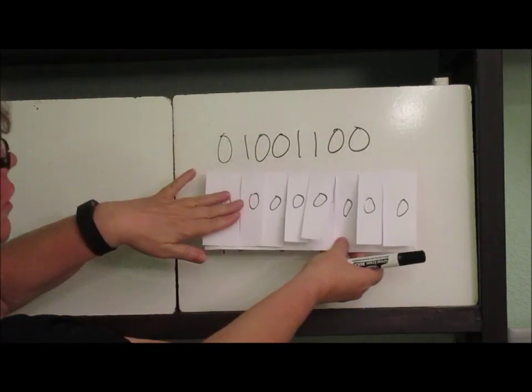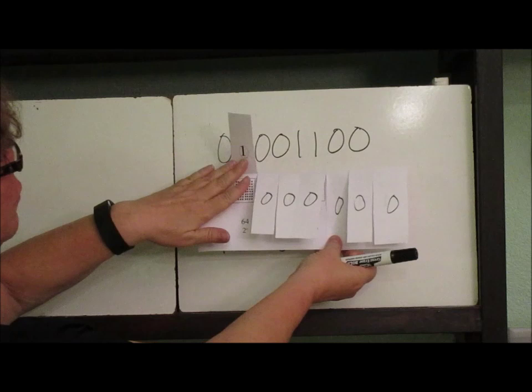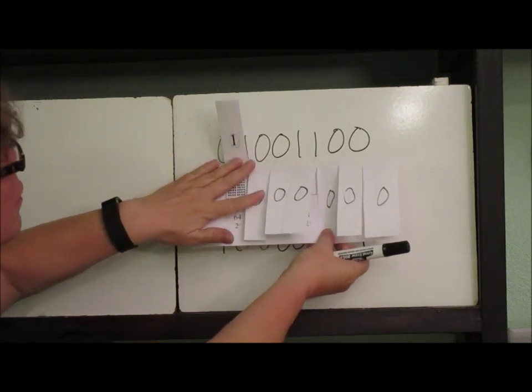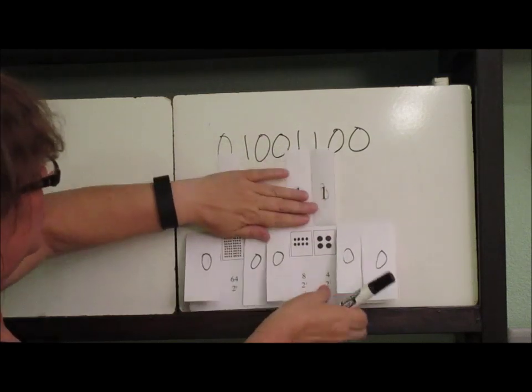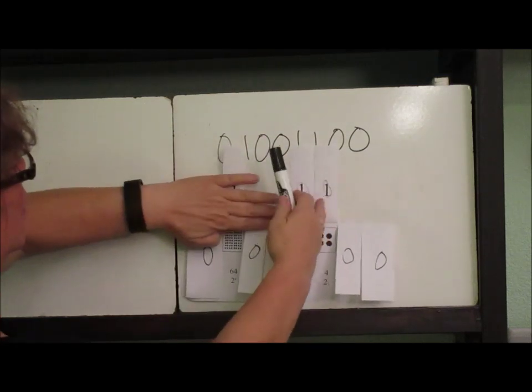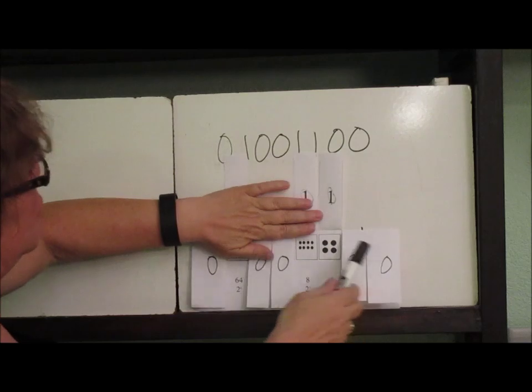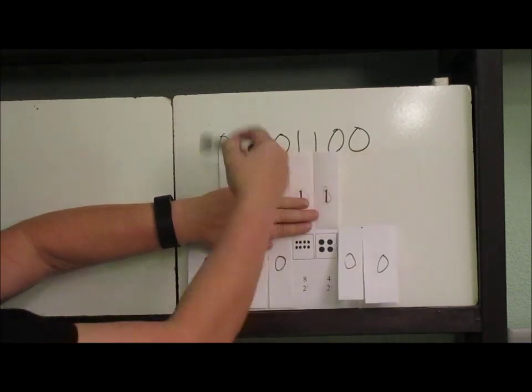If there's a zero, you leave the flap down. If there's a one, you put the flap up. So I'm going to put the flap up right here, then two more zeros, and then up. So you see how this matches? 0, 1, 0, 0, 1, 1, 0, 0. I just make my calculator match the example.